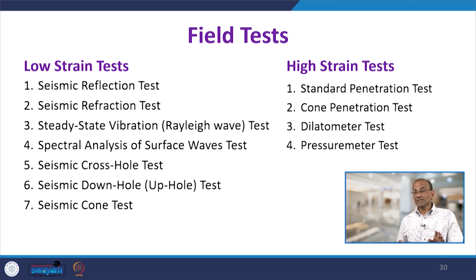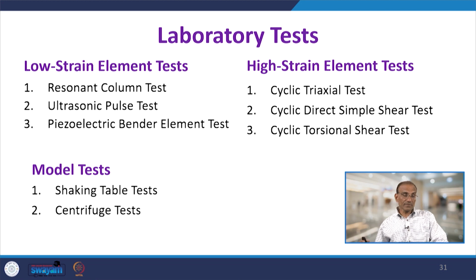Similarly, for high strain tests we have discussed 4 tests: standard penetration test, cone penetration test, dilatometer test and pressuremeter test. Now, to talk about laboratory, in the laboratory we have specimen tests. In low strain element tests, 3 tests have been discussed, that is resonant column, ultrasonic pulse test, piezoelectric bender element test. While in high strain element tests again 3 tests, that is cyclic direct triaxial test, cyclic direct simple shear test and cyclic torsional shear test have been discussed.